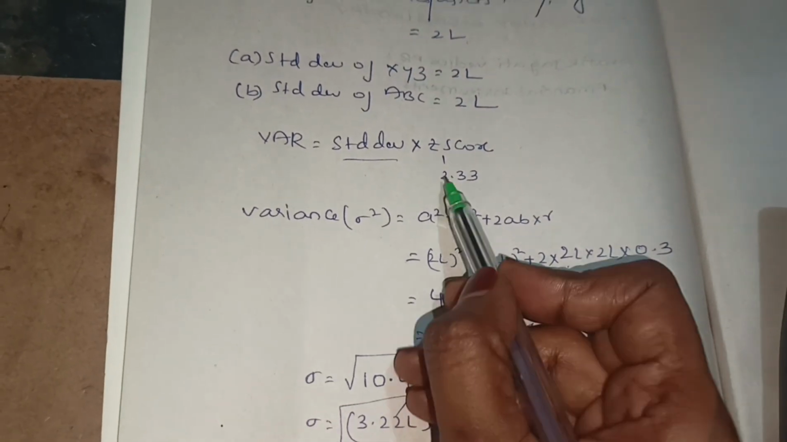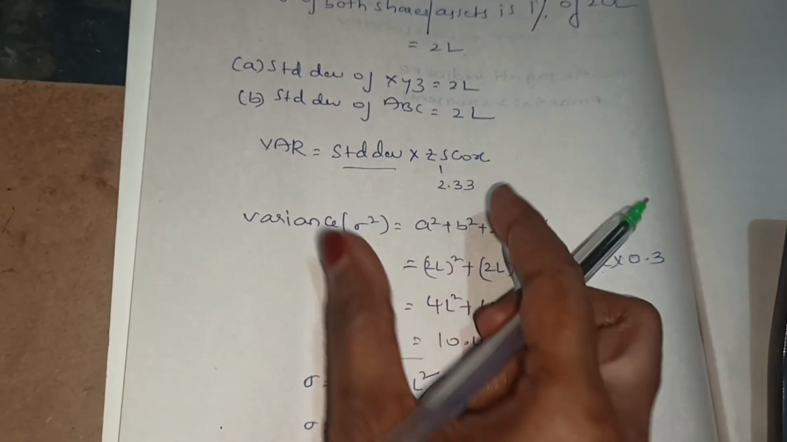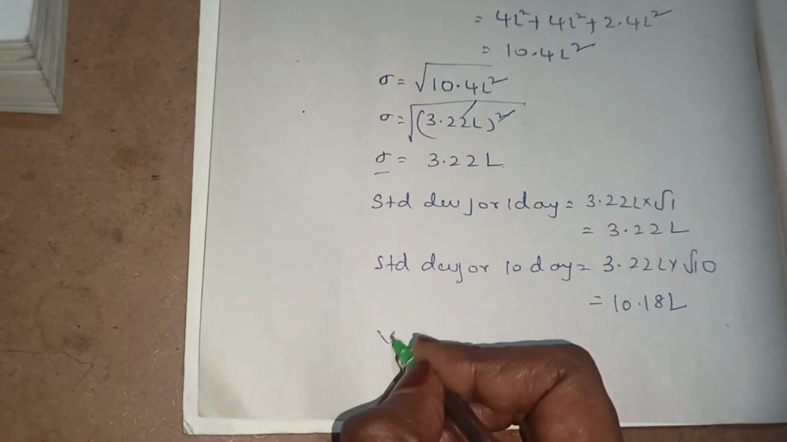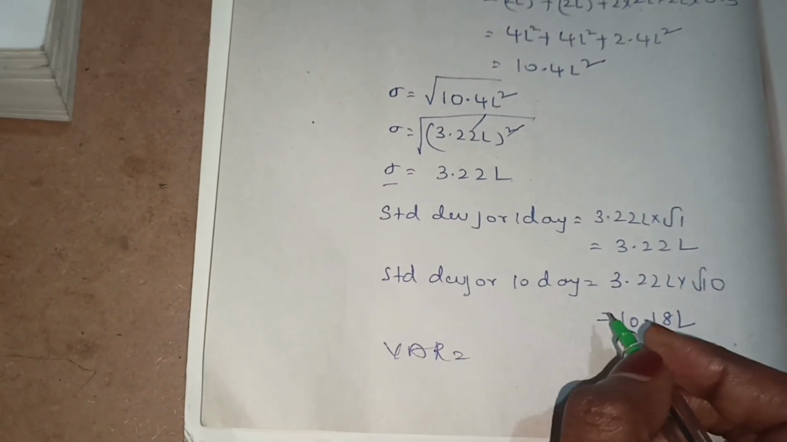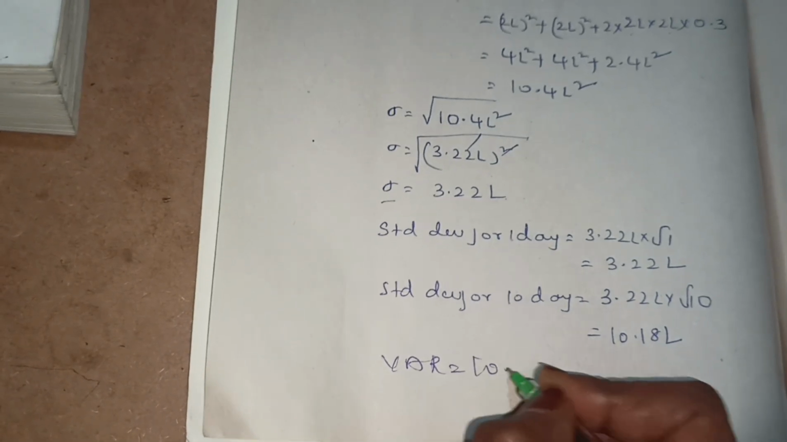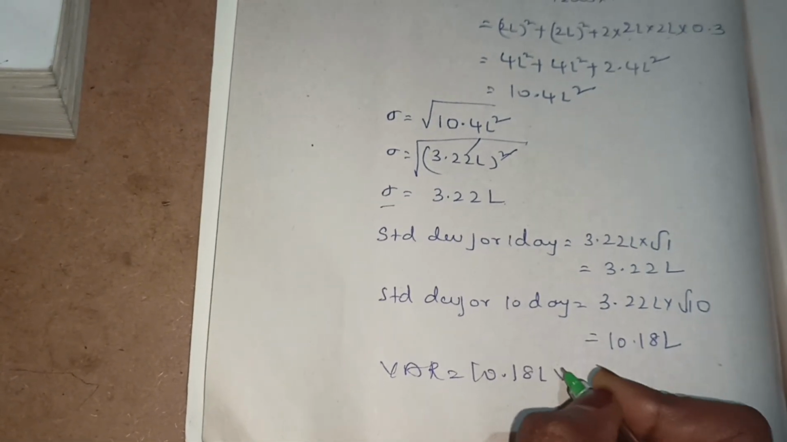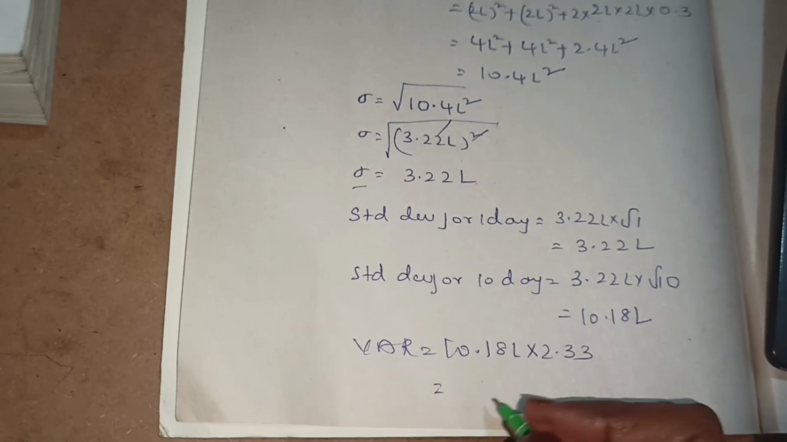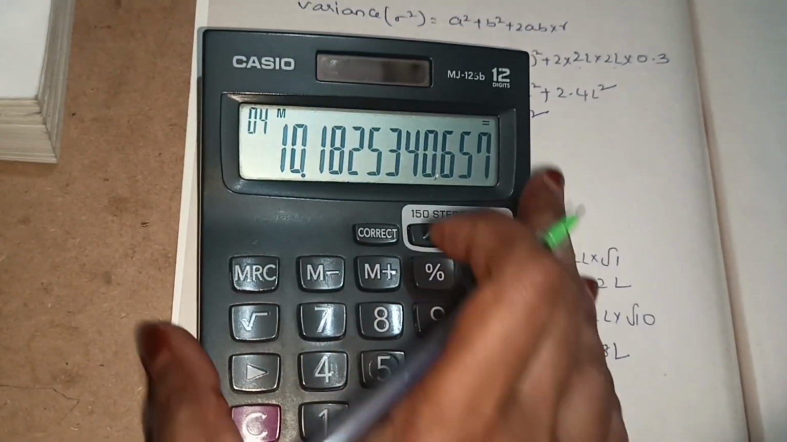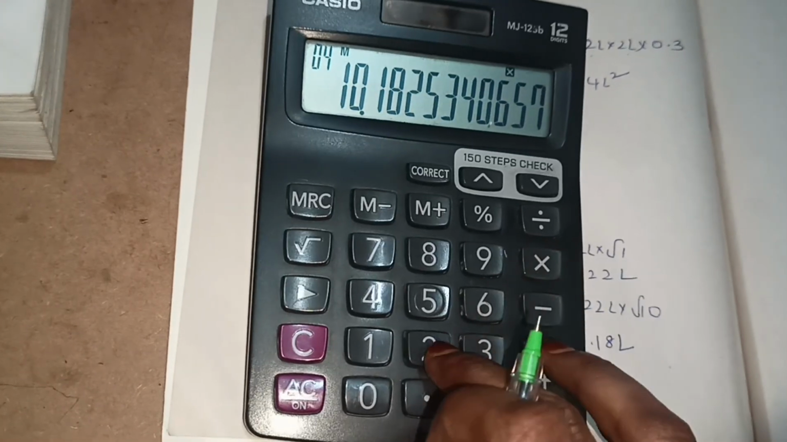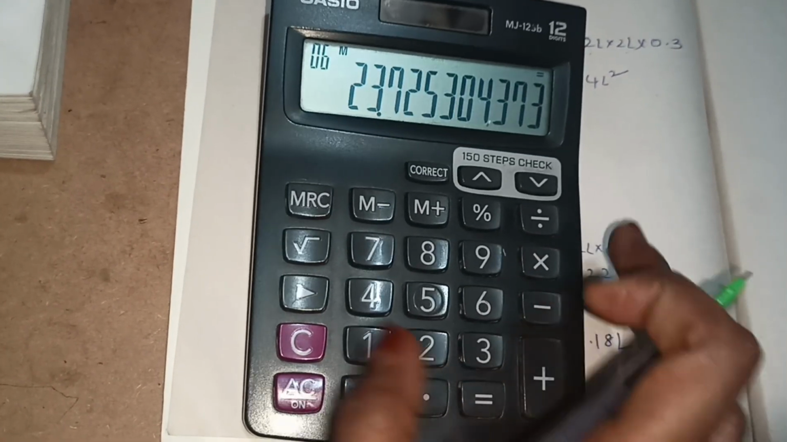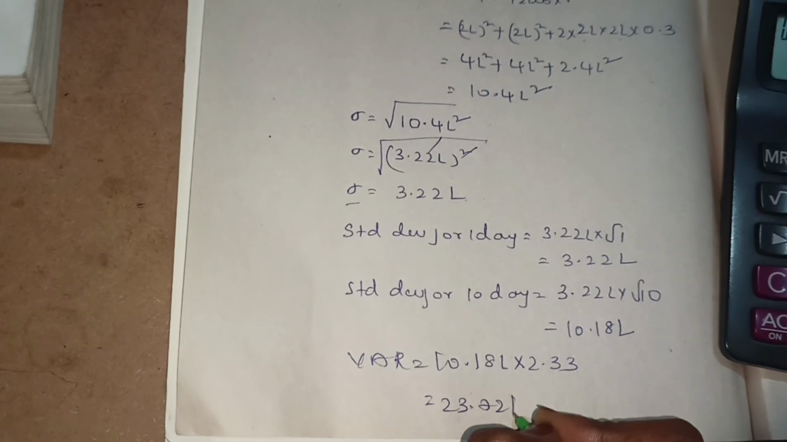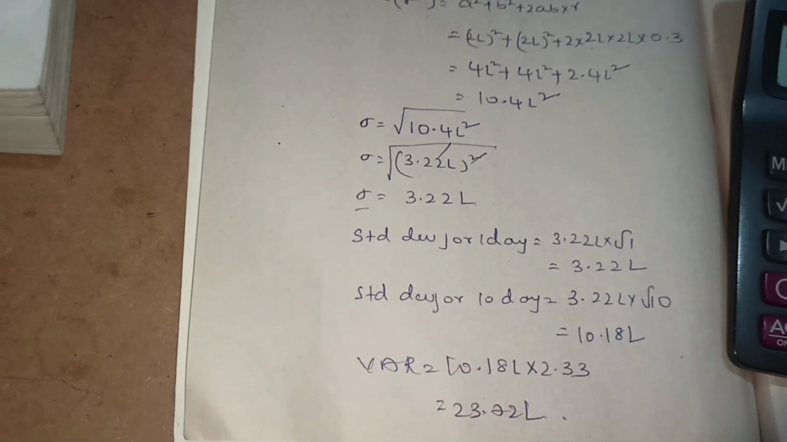Now we got the standard deviation as well as the Z score. Now we will just substitute in this formula. So value at risk is equal to the standard deviation for 10 days, that is 10,18,000, into the Z score, that is 2.33. So 10,18,000 into 2.33 is 23,72,000. So this is our VaR.